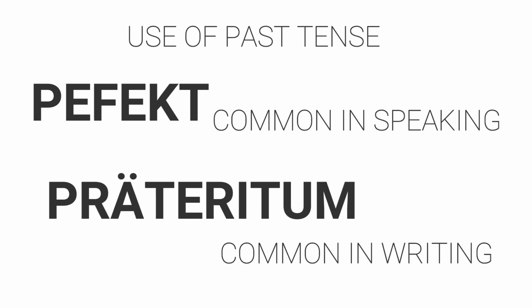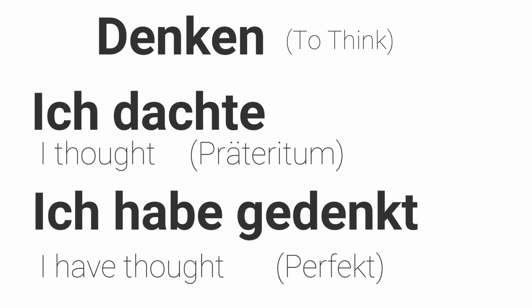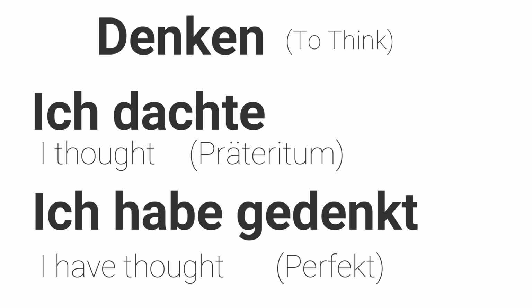So the first thing you're really going to notice is that with past tense, people are typically going to speak with the perfect form rather than use Präteritum, even though Präteritum is shorter. So if I was trying to say I thought about something, in Präteritum I would say ich dachte, like I thought. But in perfect, I would say ich habe etwas gedenkt, like I have something thought of.